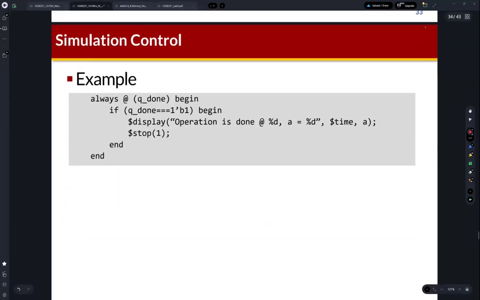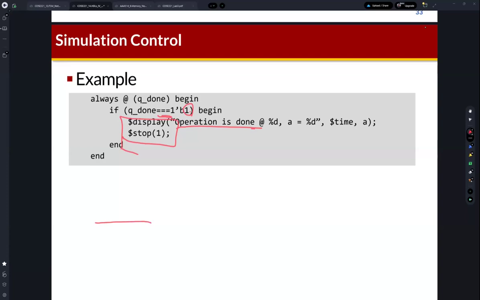So this is the example. The Q done. Using the always statement, I just check the edge of the value of Q done. Then if the Q done is 1, exactly 1, so if we use the 3 equal signs, then it's exactly equal. Then the operation is done, so this line is displayed, and you can find the stop function here.